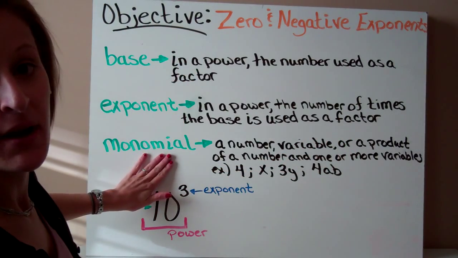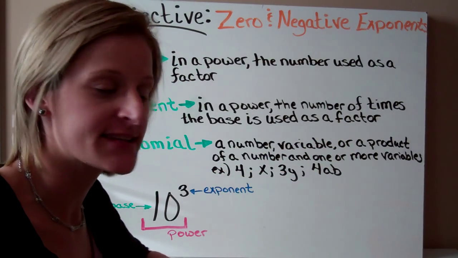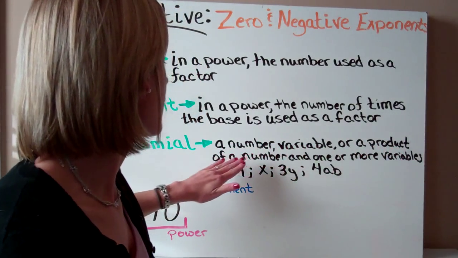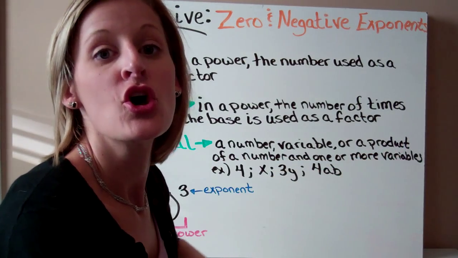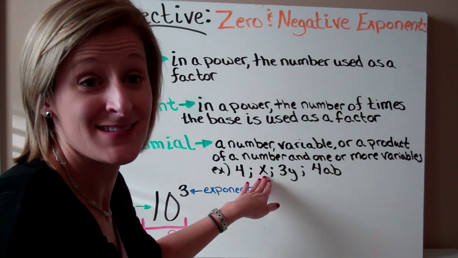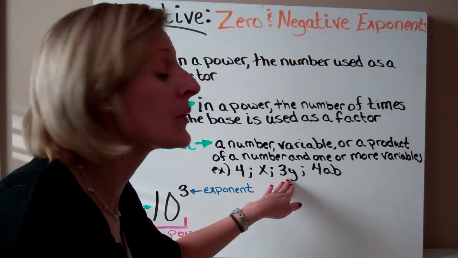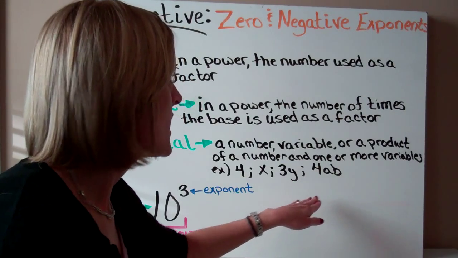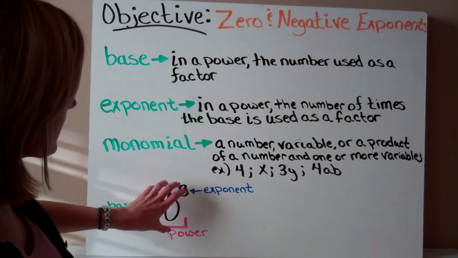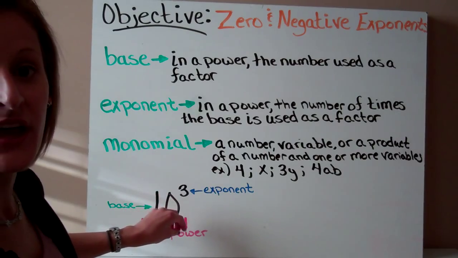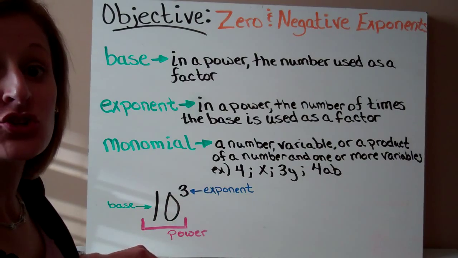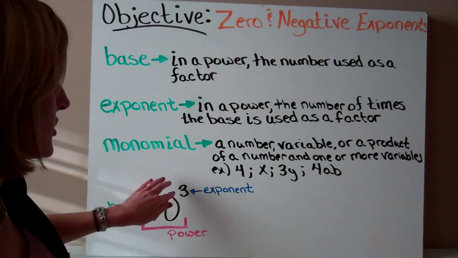You'll hear us say monomial shortly when we're talking about exponents. A monomial is a number, a variable, or a product of a number and one or more variables. For example, 4 is a monomial. Also, x would be a monomial, or 3y, as well as 4ab. Here, 10 to the third, the whole thing is considered a power. Your exponent is this little 3, and your base is this 10, the larger number.